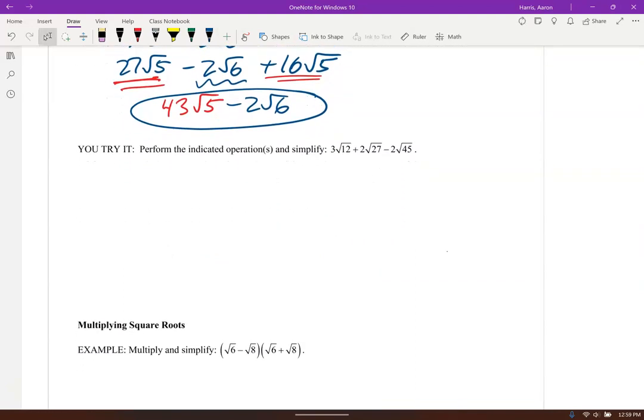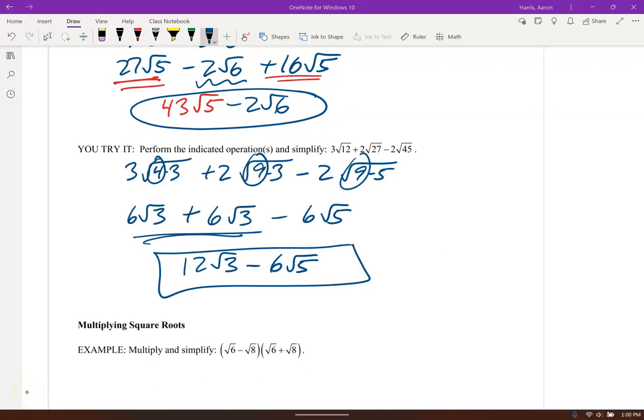You can go ahead, pause it here if you'd like, and try this problem. 12 root 3 minus 6 root 5.